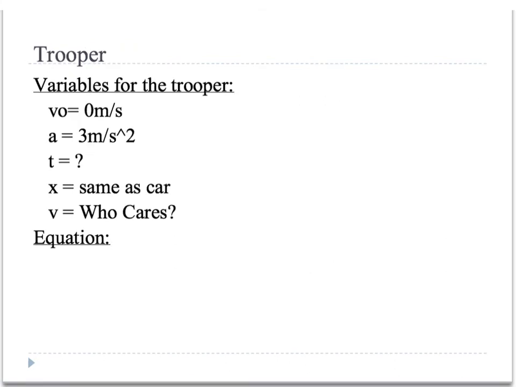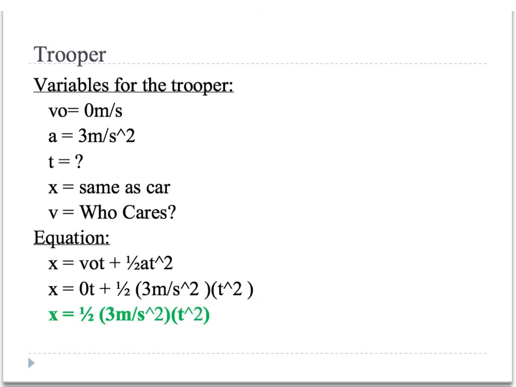Here are the variables for the trooper. The initial velocity was 0 because he starts from rest. They gave you the acceleration. We're looking for the time. Again, we'll do an x equals equation. They did not ask us about or give us the final velocity in the question, at least for part A. So we're going to use "who cares" for v for our equation. So here's our "who cares" equation for final velocity. We can go ahead and put our numbers in, and then we have our equation here for the trooper. Now we'll set it equal to the equation for the car.